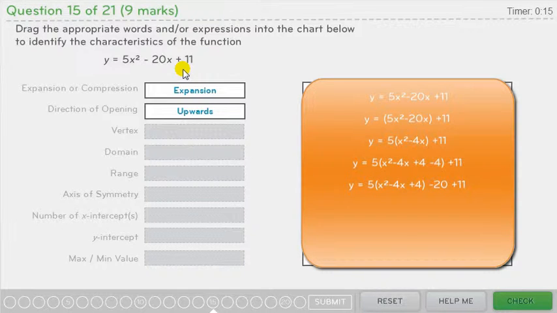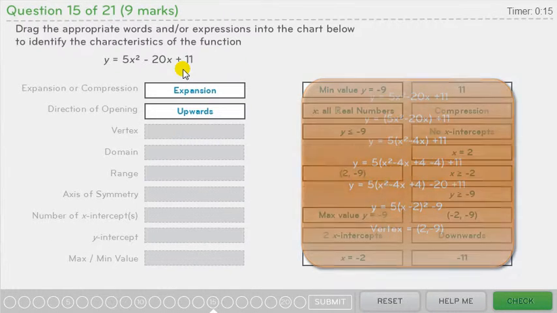And lastly, we're going to create our perfect square binomial. So 5 times x minus 2 all squared, which comes from the x squared minus 4x plus 4. And our constant terms on the outside, negative 20 and positive 11, add to negative 9. So our vertex is given by our p and q values listed there. We can see that our vertex is going to be a positive 2 and negative 9.